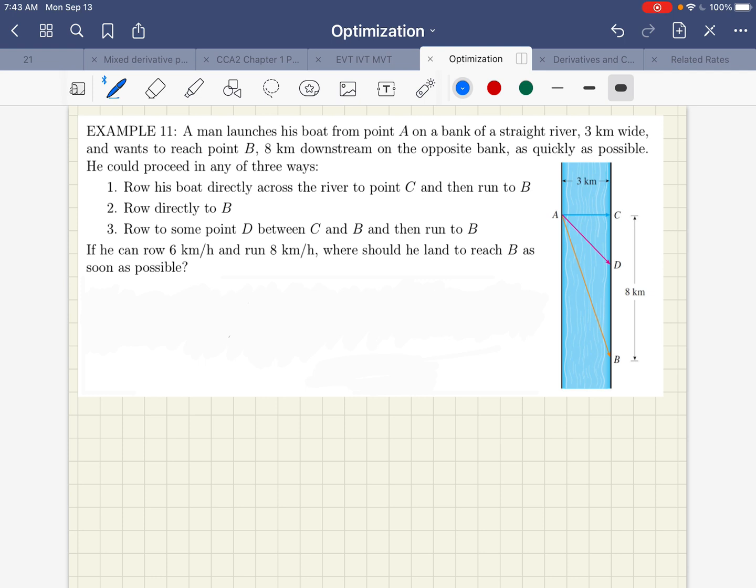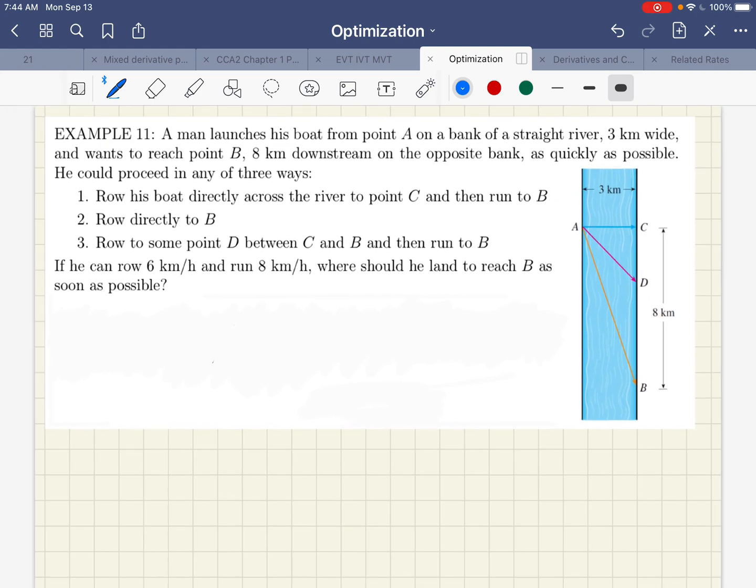And their choices are to row some part of it and run some part of it, and the rowing is slower than the running. So the question is, should they go from A to C and then down to B, or from A to D and then down to B, or should they go straight from A to B? What's the shortest time? So for a problem like this, it helps to label some variables.